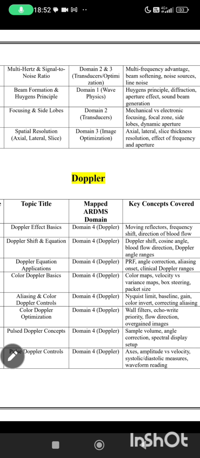Then what is the difference between aliasing and flow reversal? And also images of aliasing, how it appears on color Doppler, how it appears on spectral Doppler, and aliasing is also known as wrap around artifact. Then you must know about the controls, primary controls and secondary controls of the color Doppler. What are the primary settings and what are the secondary settings, and how do these settings further affect our Doppler image.